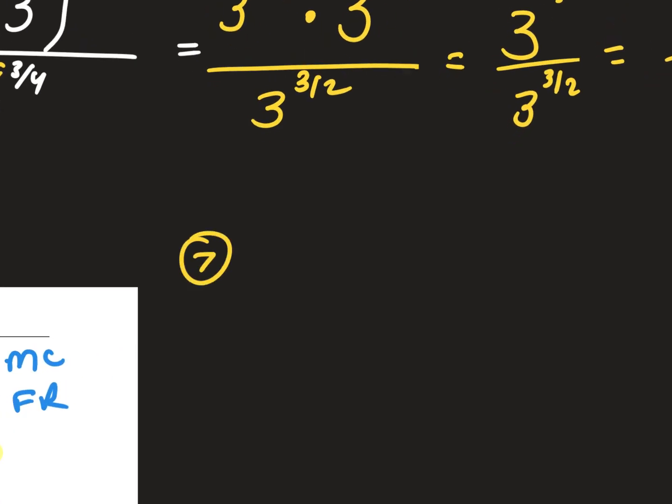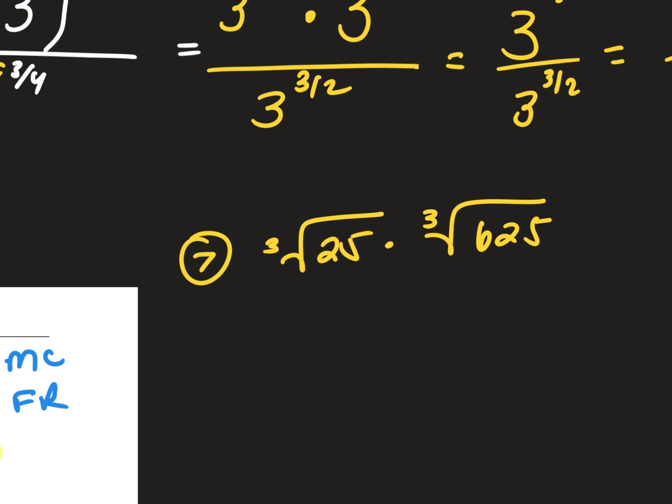I want to do number 7. Say it again. So I have the cube root of 25 times the cube root of 625. What does that mean, cube root? Remind me again what cube root means. Something times itself, how many times? 3 times gives you that number, okay?